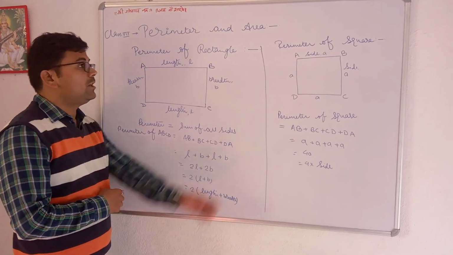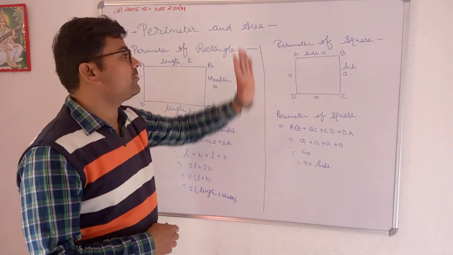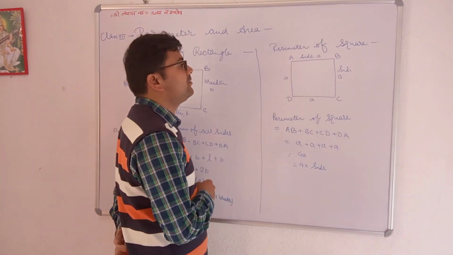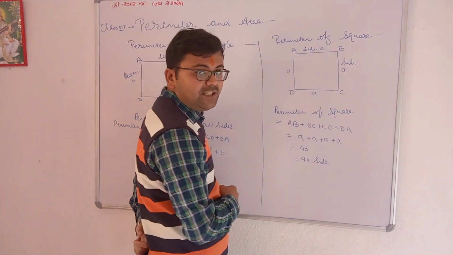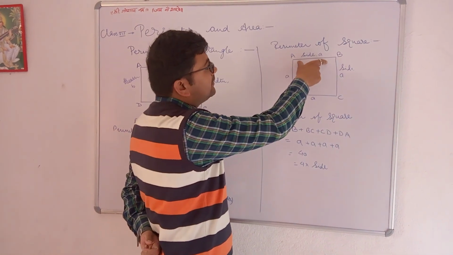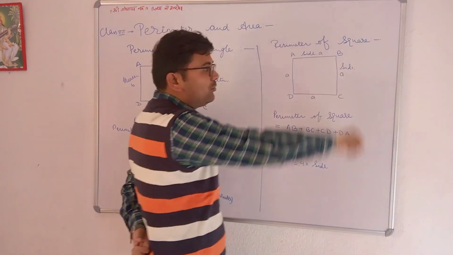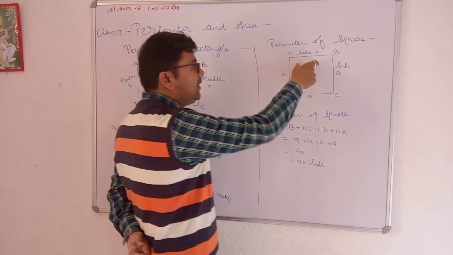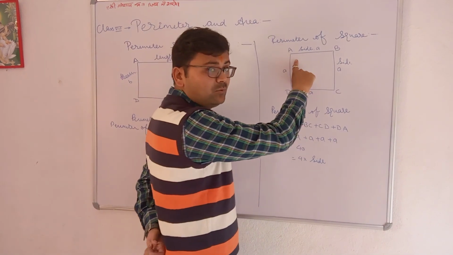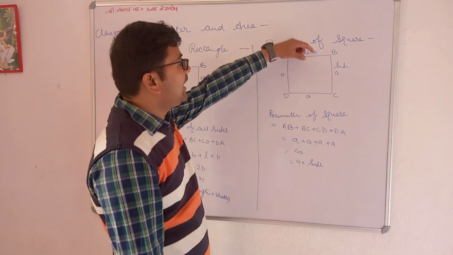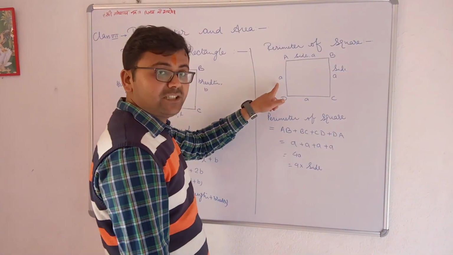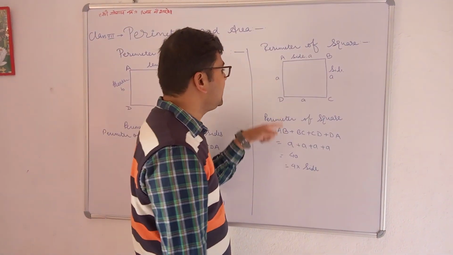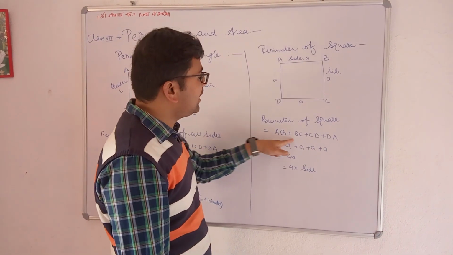You can also verify it by a square. Let us discuss the perimeter of a square. Suppose ABCD is a square, and here the side is A, and we know that a square has all sides equal. Therefore, AB equal to BC equal to CD equal to DA, and all we have written as A. Therefore, perimeter of a square will be AB plus BC plus CD plus DA, and all are equal.